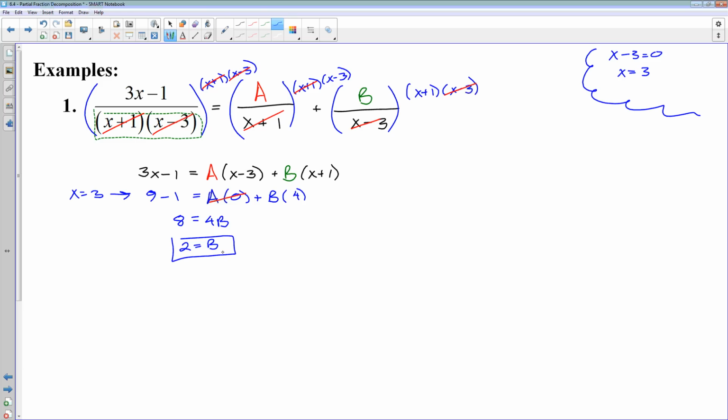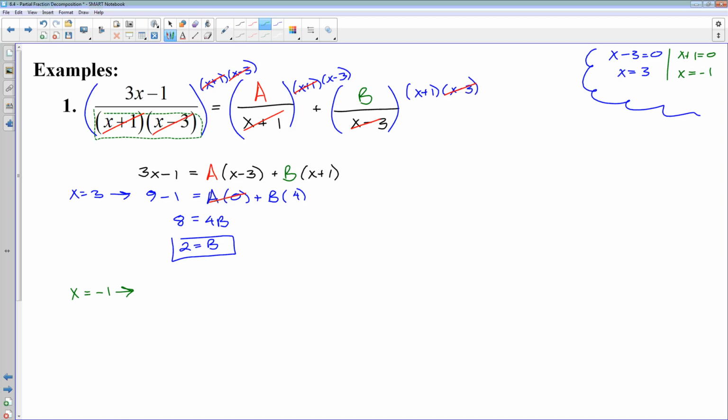Then I need to plug in something else because I haven't solved for a. So I need to find a way to cancel my b. And I'm going to do that by finding out what makes x plus 1 equal to 0. Well, you subtract 1, you get negative 1. So I'm going to plug in negative 1.